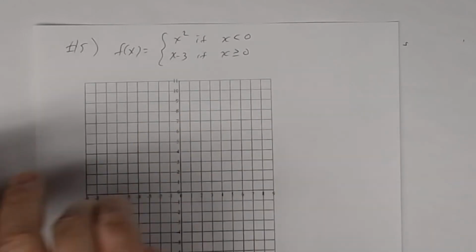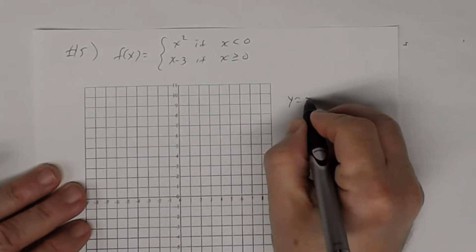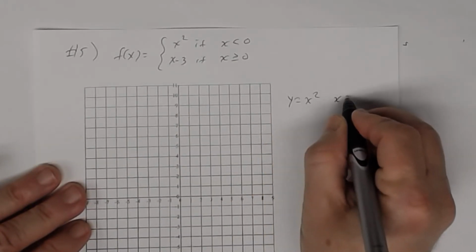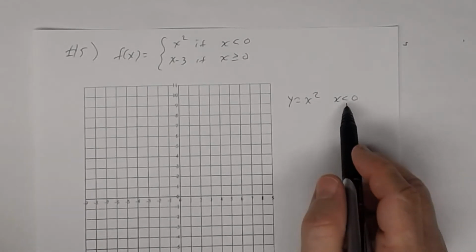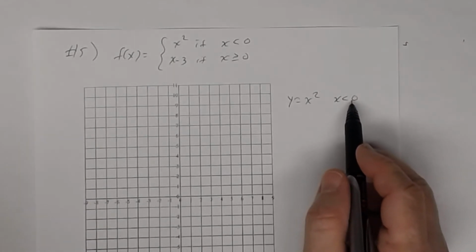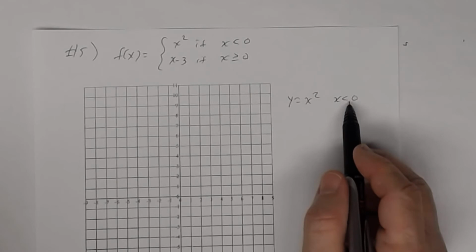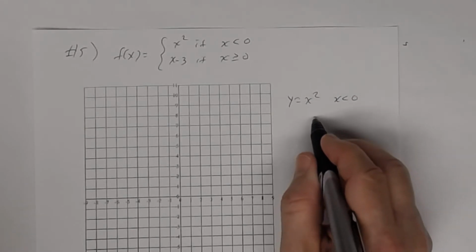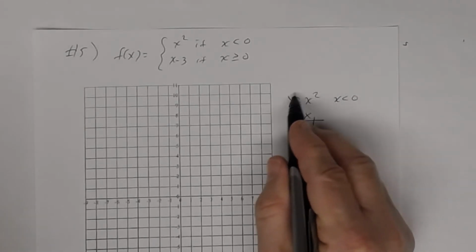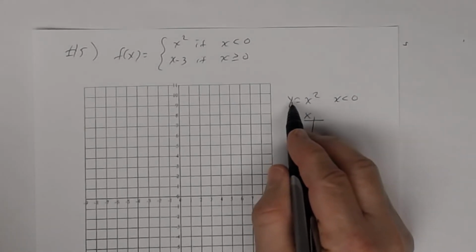So let's do the first one. So the first one is y equal x squared if x is less than 0. So just like we talked about before, whatever number you see here, you must use it. And since there's no equal sign, it's going to be an open circle. All right, now remember, this is not a line because remember, that's a parabola.